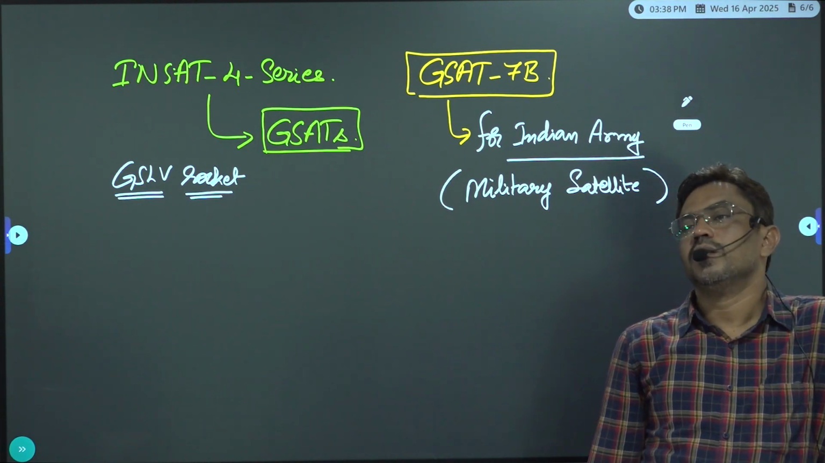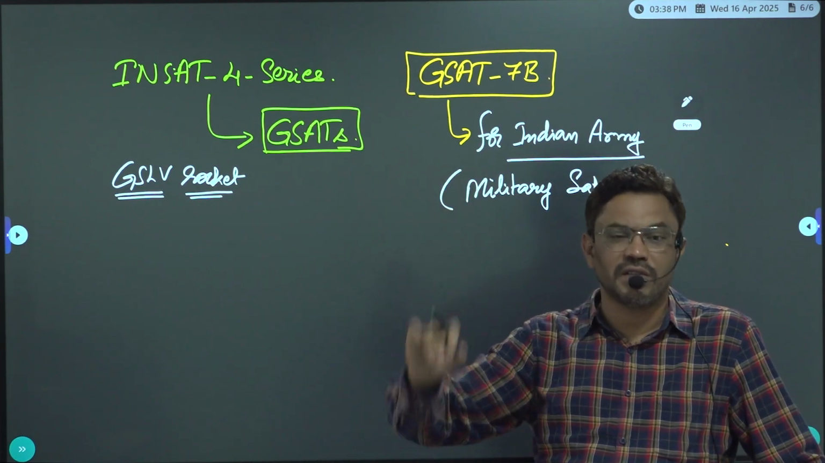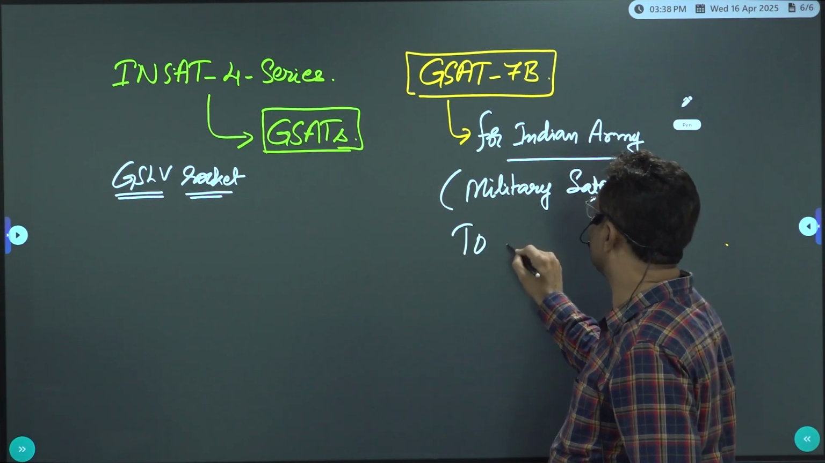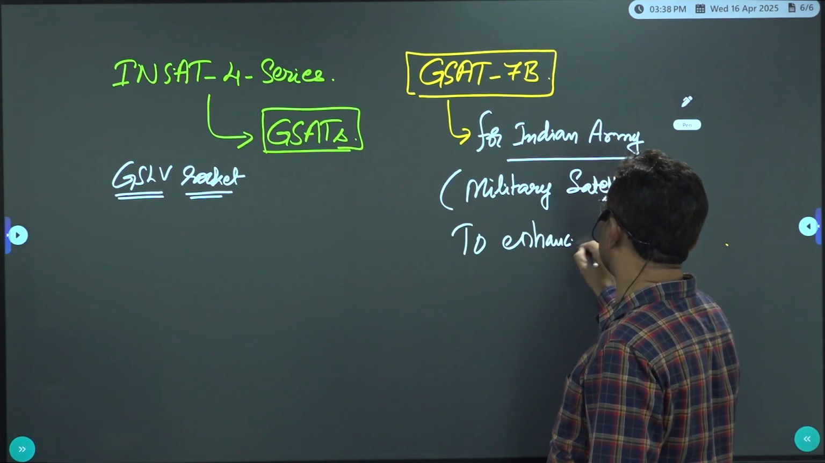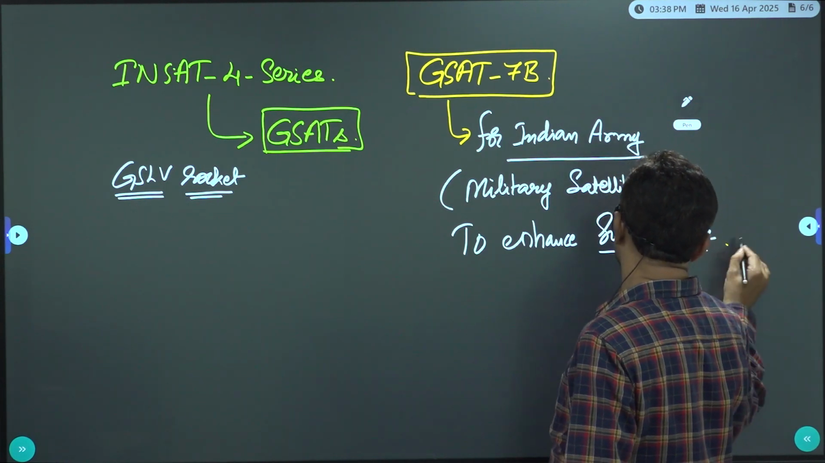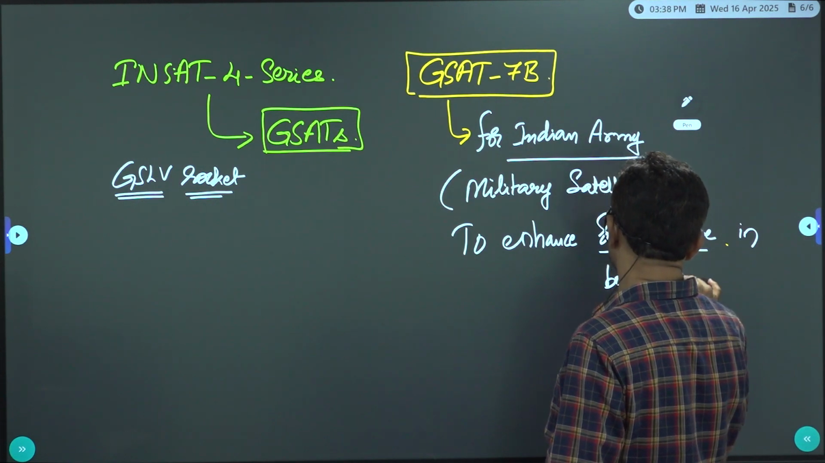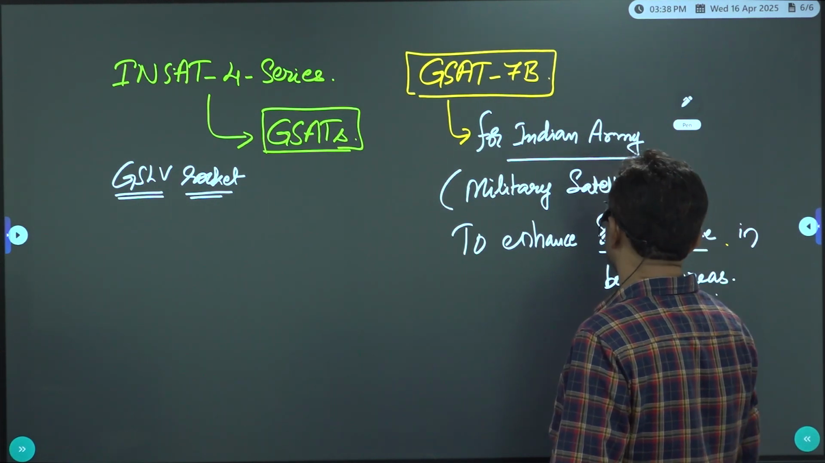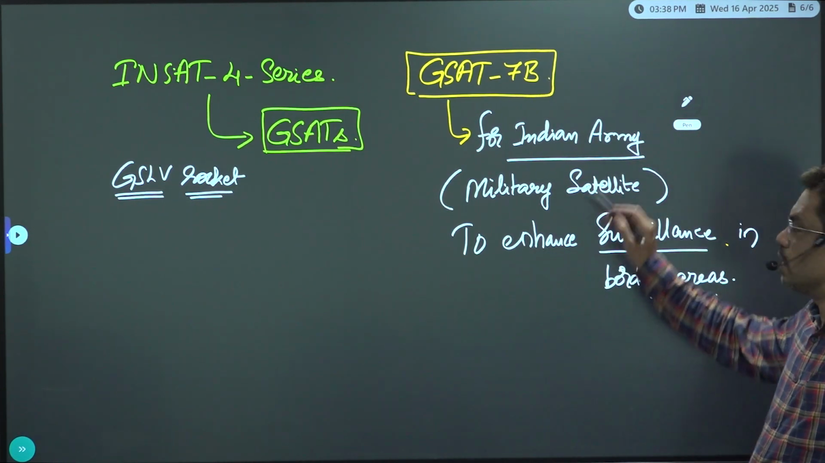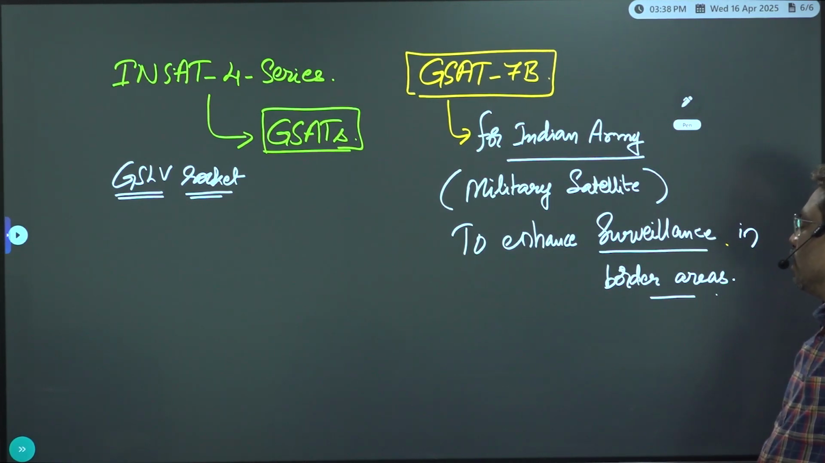This satellite helps the Indian Army to enhance its surveillance in the border areas. So GSAT 7B, you remember this one? It is a dedicated satellite for the Indian Army. It is a military satellite. It is the third military satellite. It is to enhance surveillance in border areas.